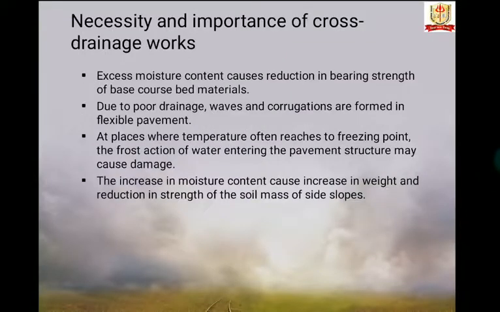Necessity and importance of cross drainage work. Excess moisture content causes reduction in bearing strength of base course bed materials. Due to poor drainage, waves and corrugations are formed in a flexible pavement. At places where the temperature often reaches freezing point, the frost action of the water entering the pavement structure may cause damage. The increase in moisture content causes an increase in weight and reduction in strength of the soil mass of the side slope.